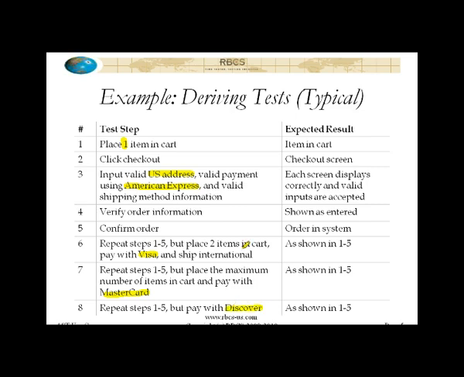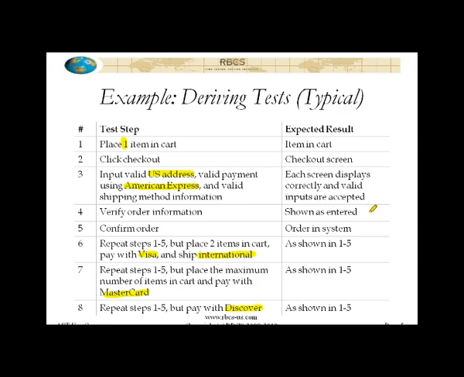So there's the equivalence partitioning of the supported credit cards, and as I said, we've got equivalence partitioning of the destinations, U.S. or international, excuse me. This is step 3, so coming back to where we were, we put that information in, and we verify the order information. We make sure that everything is shown as it was entered.